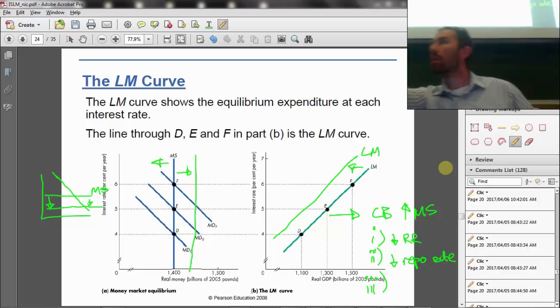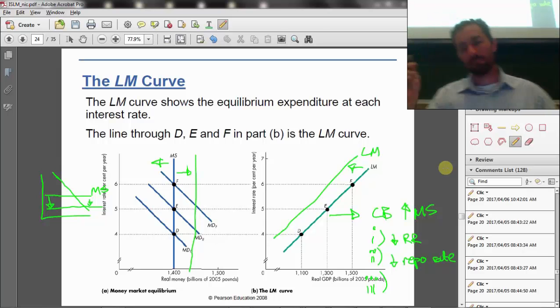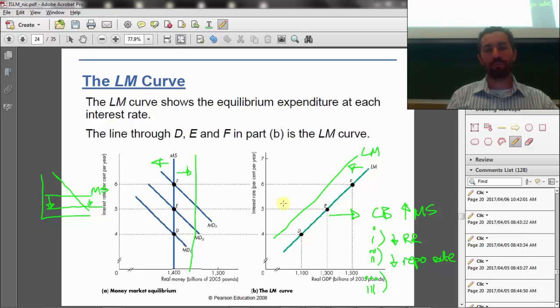Sorry, yeah? Sorry? Printing money. Okay, yeah, so that would kind of be, let's just see if I can make this somehow clear. When we say printing money, like you're suggesting, that would be shifting it to the right. So if we've got a vertical money supply curve, then printing money is the same as decreasing the repo rate.